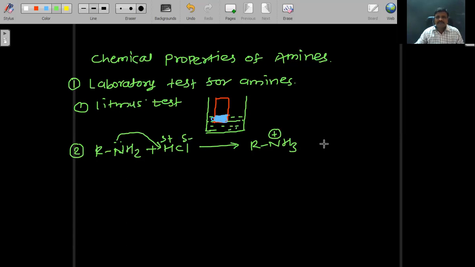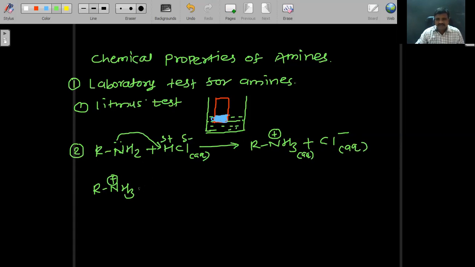This nitrogen carries a positive charge, plus Cl minus. HCl is aqueous, R-NH3 is the ammonium ion, which is also aqueous, and Cl minus is also aqueous. So this is known as the ammonium ion, R-NH3 plus.